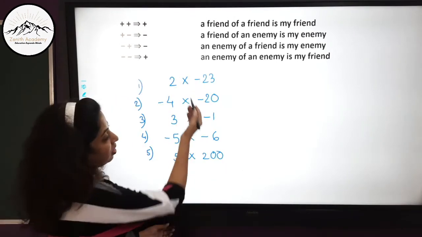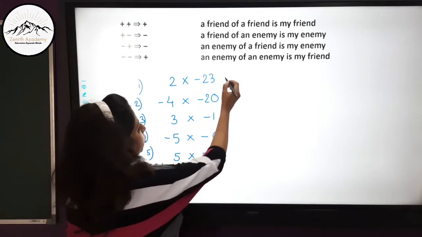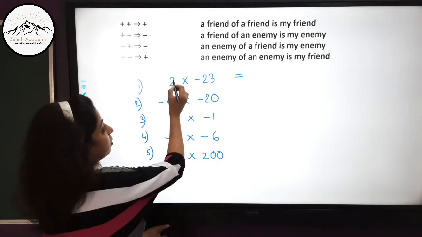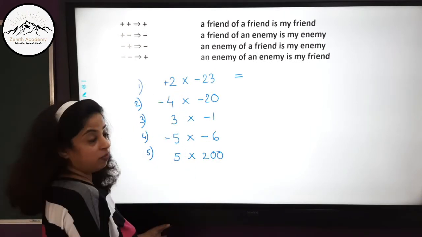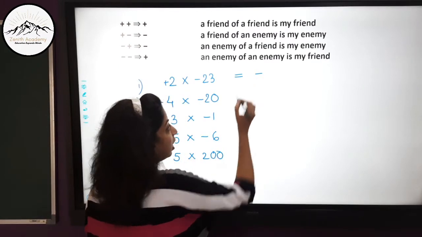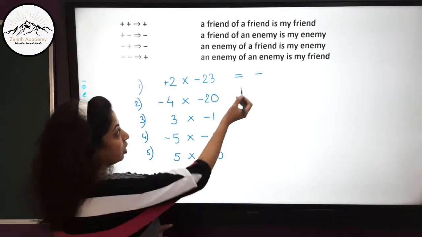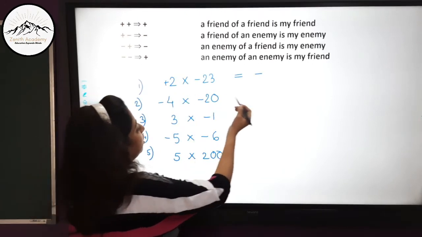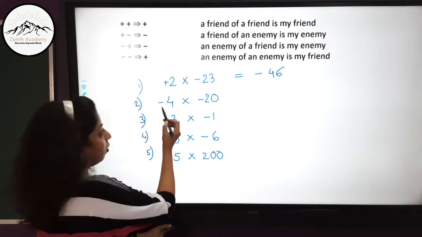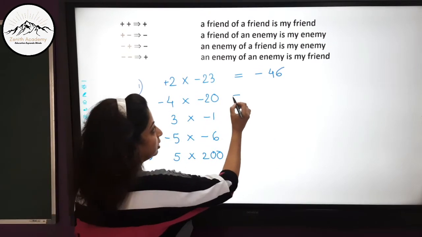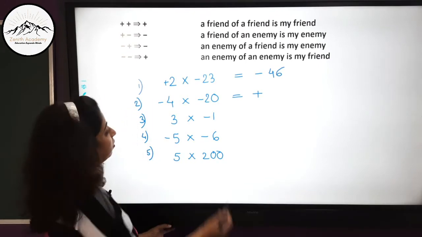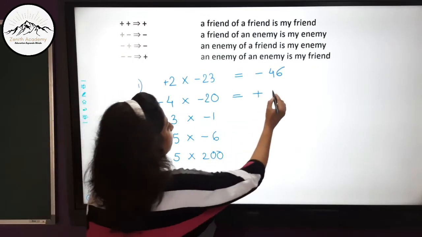Okay. Now let's do a few more sums. 2 into minus 23. If there are no signs, it means this is positive. So one positive and one negative means I will get a negative, because with two different signs I should get a negative. Now 23 into 2 is 46, so minus 46. Now here, minus into minus is plus, negative into negative is positive. So 20 into 4 is 80.